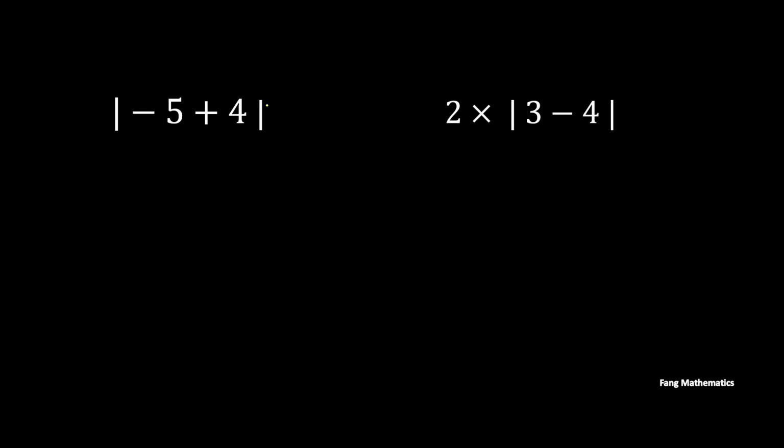Moving on, we also look at the operation involving the absolute value sign, and the absolute value sign is just like a parenthesis. Let's look at the inside operation of the absolute value sign, in which -5 plus 4 should give you -1. Then you are required to remove the absolute value sign.